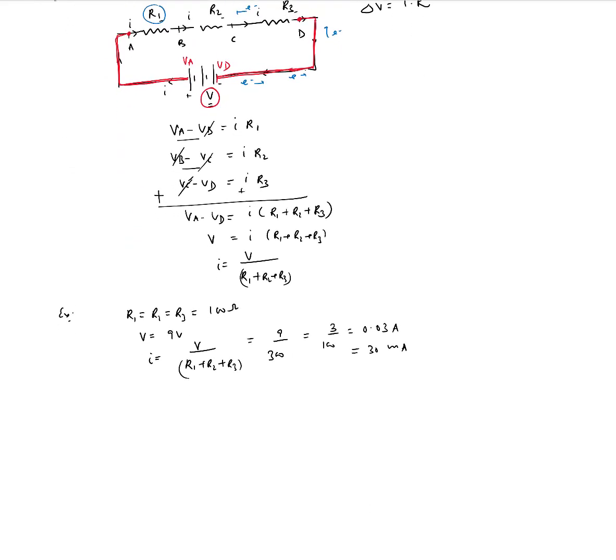Now let's answer the question of the voltage drop across each of the resistors. So what is the voltage drop across R1? The voltage drop across R1 is VA minus VB, equal to current times R1.